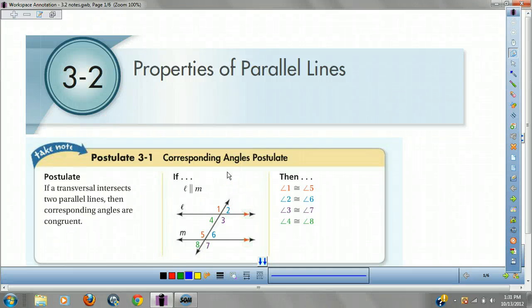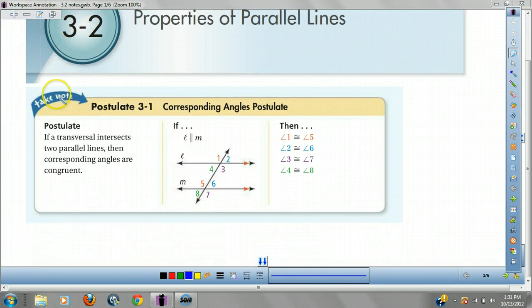Today we're going to be talking about 3-2 properties of parallel lines. You're going to notice a common theme in the first 4 sections of chapter 3. We're going to be dealing with parallel lines crossed by a transversal. Let's take a look at our first postulate.